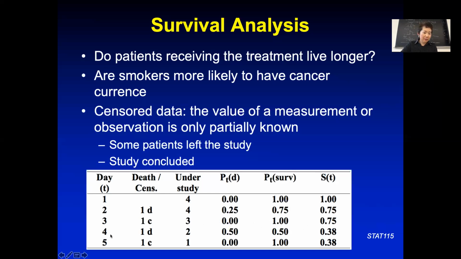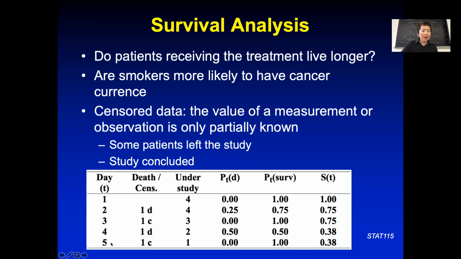And then at the 4th time point, 1 patient died. We know there were 3 patients before, but since 1 left the study, now we only have 2 people that are still under observation, and 1 died now. So the survival probability at this time point is 50-50, right? 1 patient still alive, the other patient died. And so we use the previous survival probability, 0.75, times the probability of 0.5 here to calculate the overall survival probability at this point.